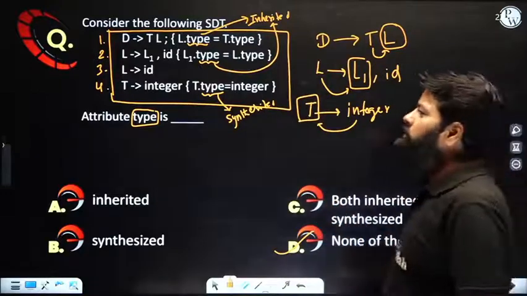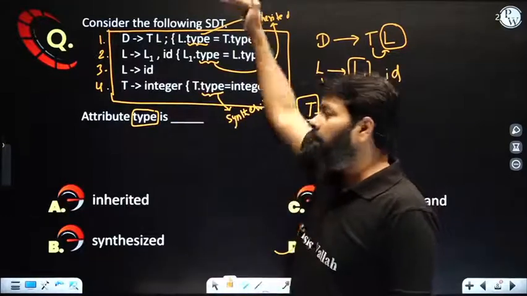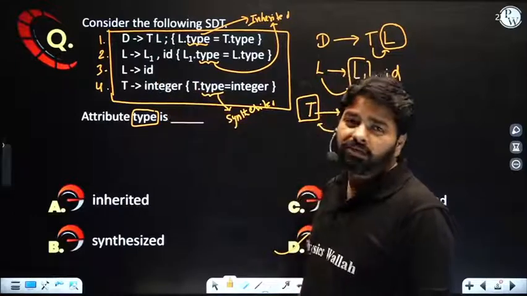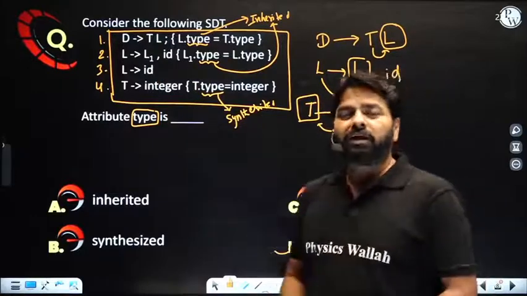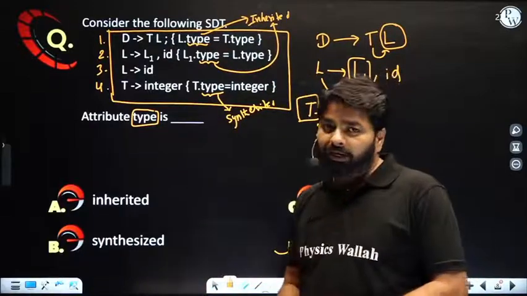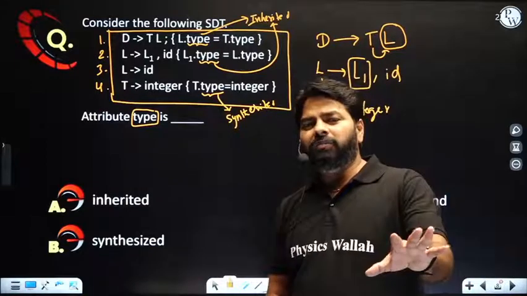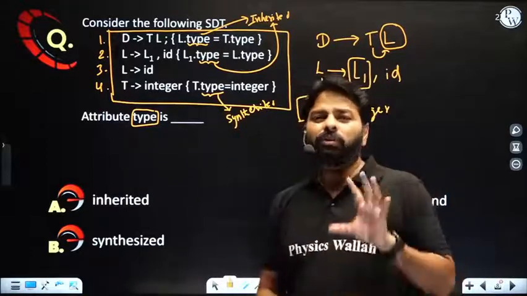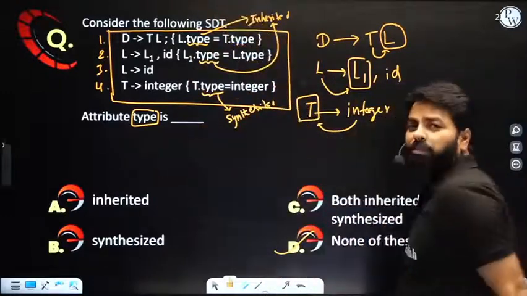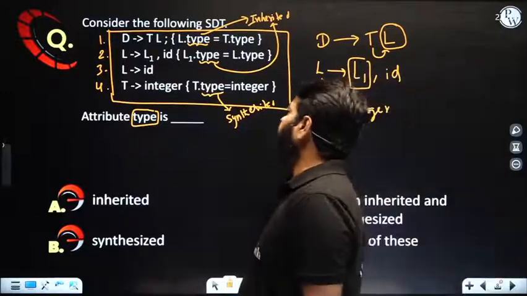And I know that you might be thinking it's inherited and synthesized. Yes, but not for the whole grammar. Only in some grammars, some productions are inherited, some productions synthesized. But in the whole grammar, the type is neither inherited nor synthesized. Because I can't say the whole grammar type is inherited, and I also can't say the whole grammar type is synthesized. Sometimes inherited, sometimes synthesized. That means the whole grammar is not following inherited, and it is also not following synthesized completely. That's why we go for option D. Carefully choose this. Okay.